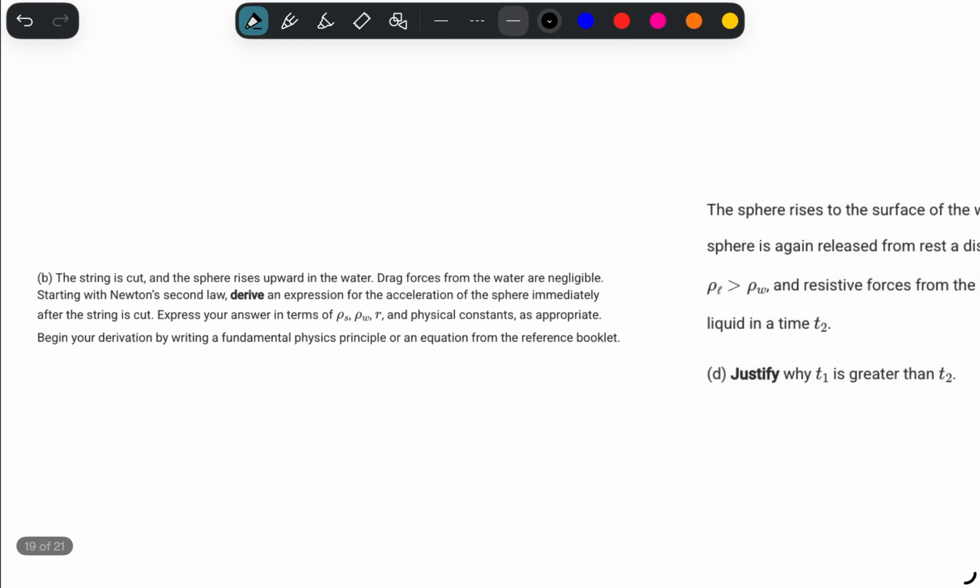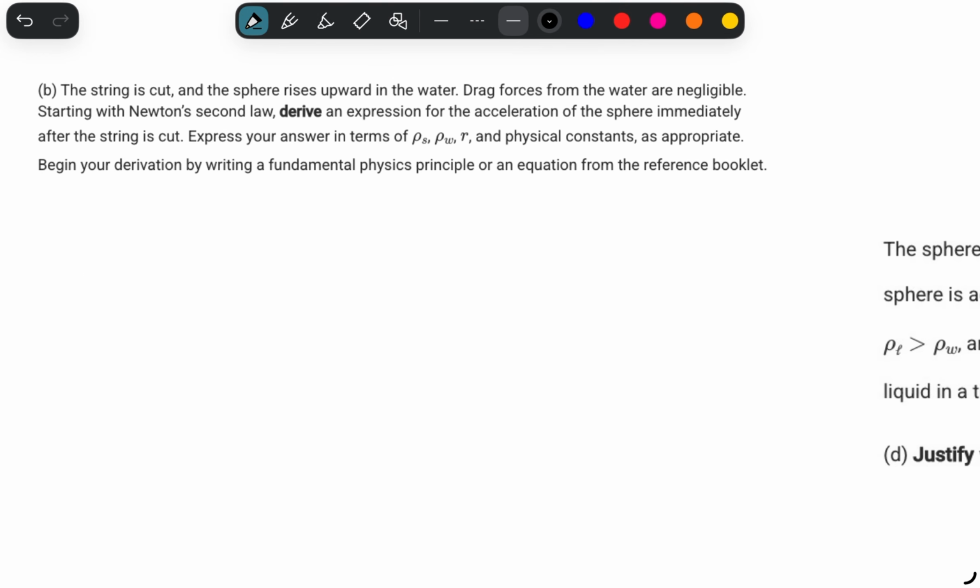Now, we are asked, when the string is cut, the sphere rises upward in the water. The drag forces from the water are negligible. Starting with Newton's second law, we want to derive the expression for the acceleration of the sphere immediately after the string is cut. So, what forces do we have left? At this point, we have our weight that's still acting down, and we're still going to have our buoyant force that's acting up. So we are only having forces in the vertical direction, so we're doing Newton's second law in the vertical direction. We have buoyant force acting up and weight acting down, using this as our axes.